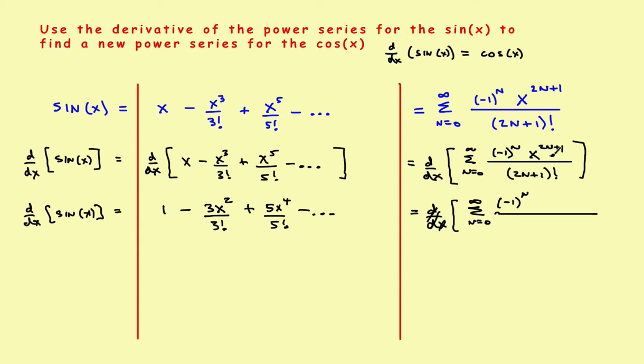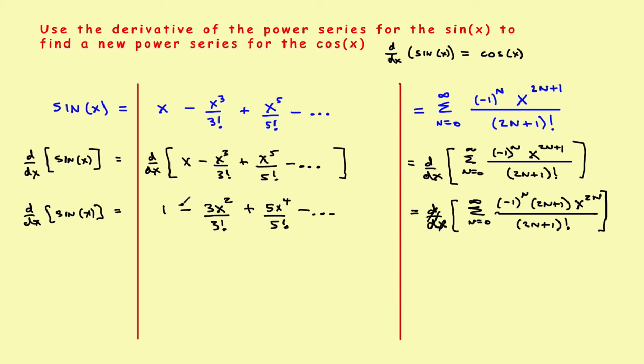And we'll do the same thing, use the power rule here. So right now it's x to the 2n plus 1. So bring the old exponent down. So that exponent would be 2n plus 1. And now you'll have x raised to the, if you started with this and take away 1, now it'll be to the 2n power. All divided by 2n plus 1 factorial.